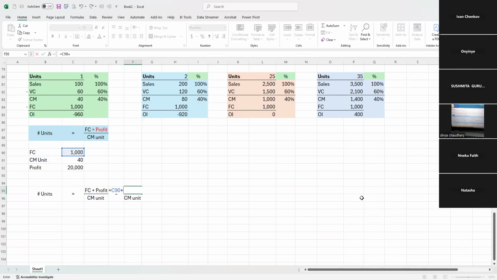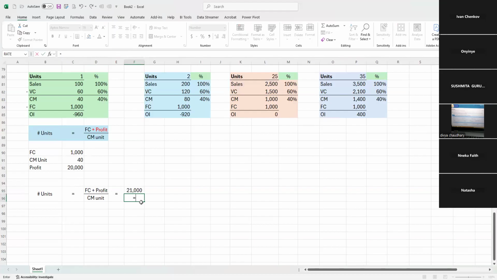1,000 plus 20,000, that's 21,000. How about the contribution margin per unit? It's going to stay the same.